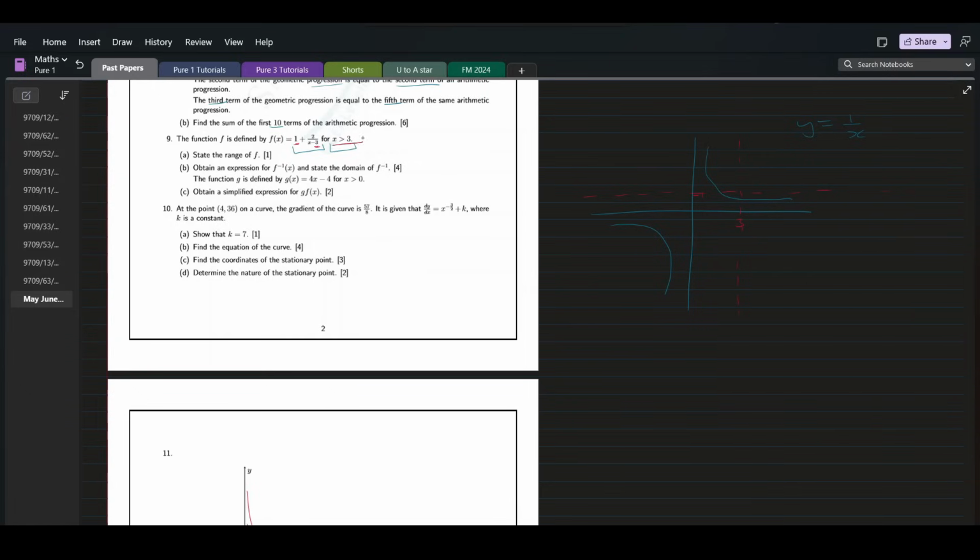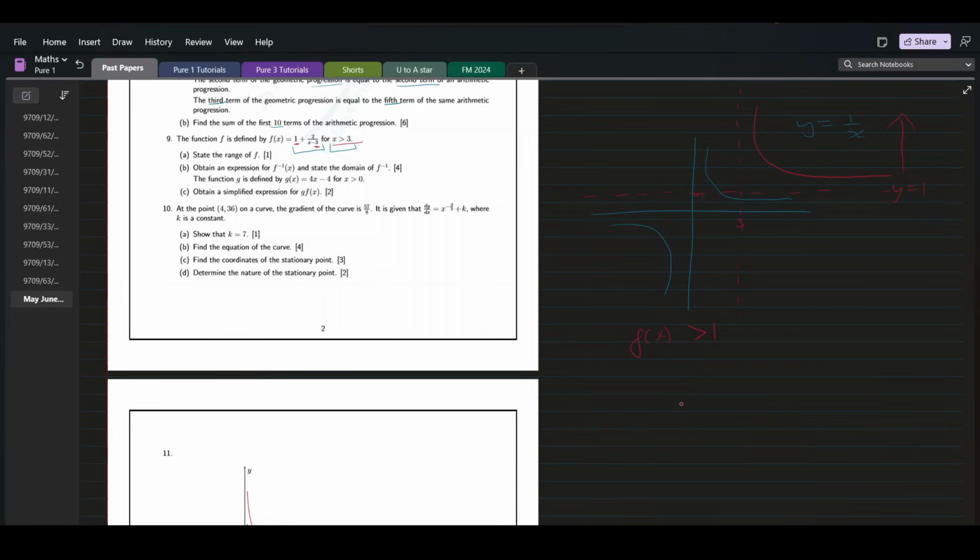Notice that our domain is x is greater than 3. So it would mean, instead of drawing both graphs like this, we're only drawing this graph over here on the right hand side. And we know that this line here is y is equal to 1. And we can tell that our function is increasing, going upwards. Therefore, we can state that our range for f is f of x is greater than 1, and that would be part A. Now part B says obtain an expression for f inverse of x and state the domain of f inverse.